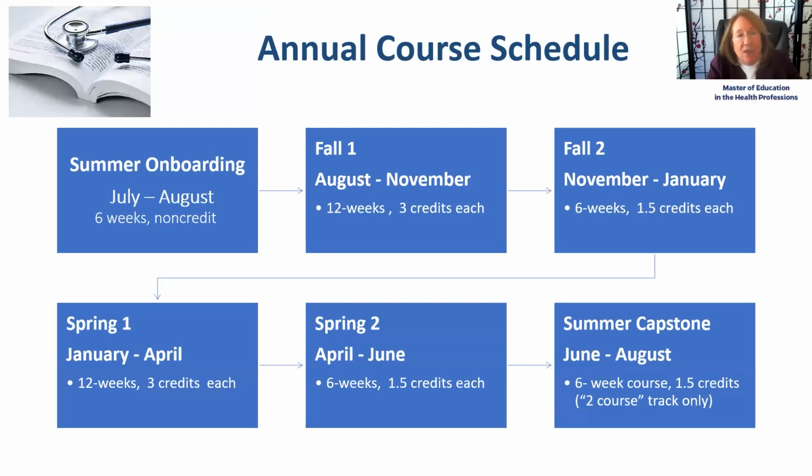To understand how our courses go across the year, we start with onboarding, and then we have 2 fall semesters. We have a fall one, which goes from August to November, and that's a 12-week semester. And then we have a fall 2, which goes from November to January, and that's a 6-week session. This whole fall session covers from August until January with time off for the holidays.